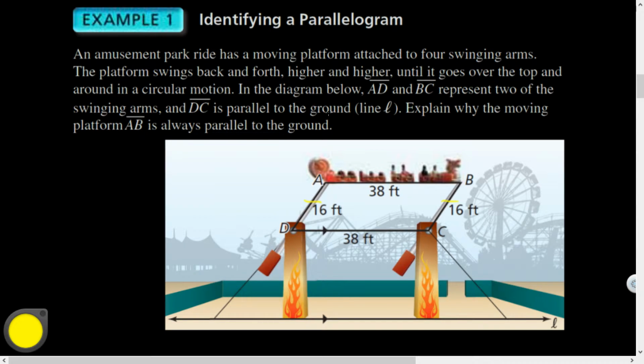Let's see, and DC is parallel to the ground. Interesting. Parallel to the ground. I didn't see them going there. Explain why moving platform AB is always parallel to the ground.